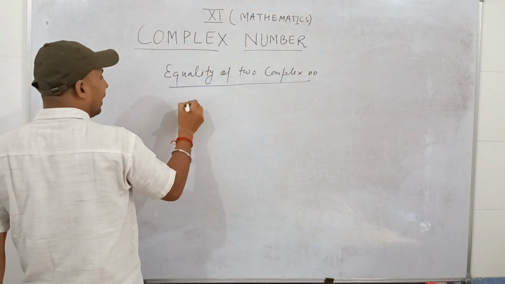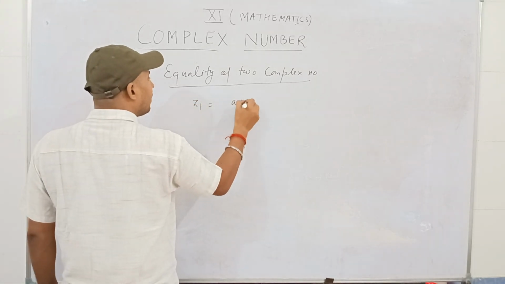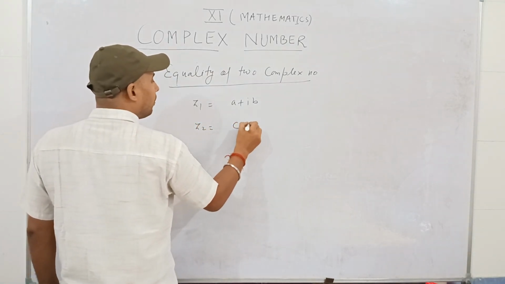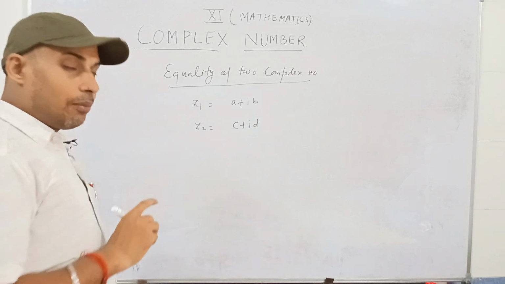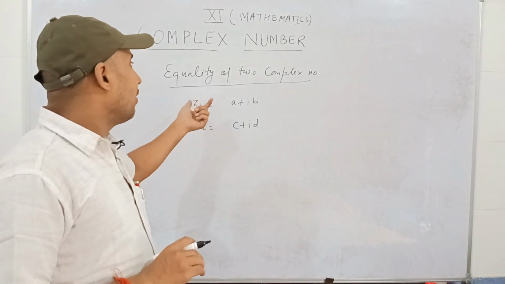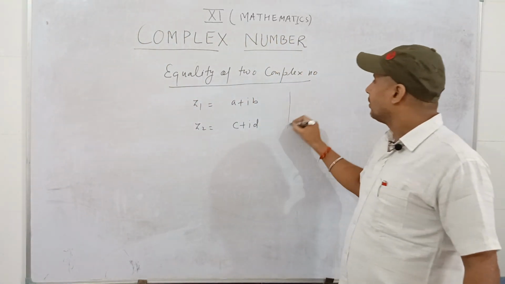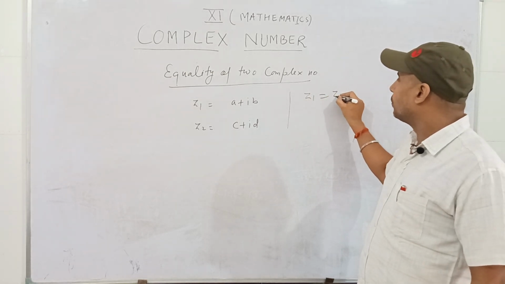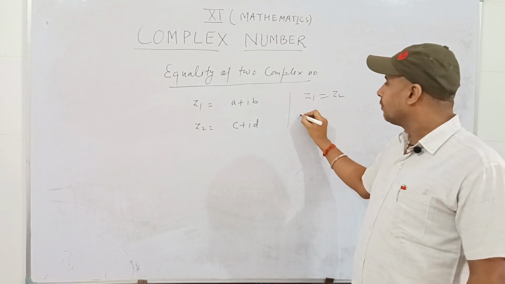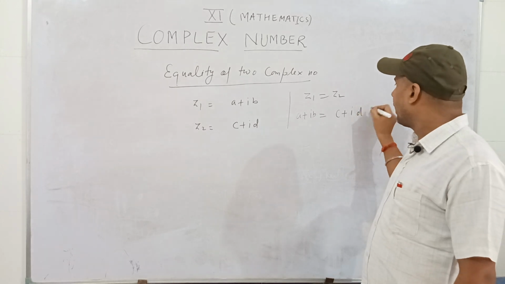What is equality? Let Z1 is a complex number a plus ib and Z2 is c plus id. If both complex numbers are equal, if Z1 and Z2 are equal, it is called equality of two complex numbers. We see here Z1 equal to Z2. If both complex numbers are equal, it means a plus ib equal to c plus id.